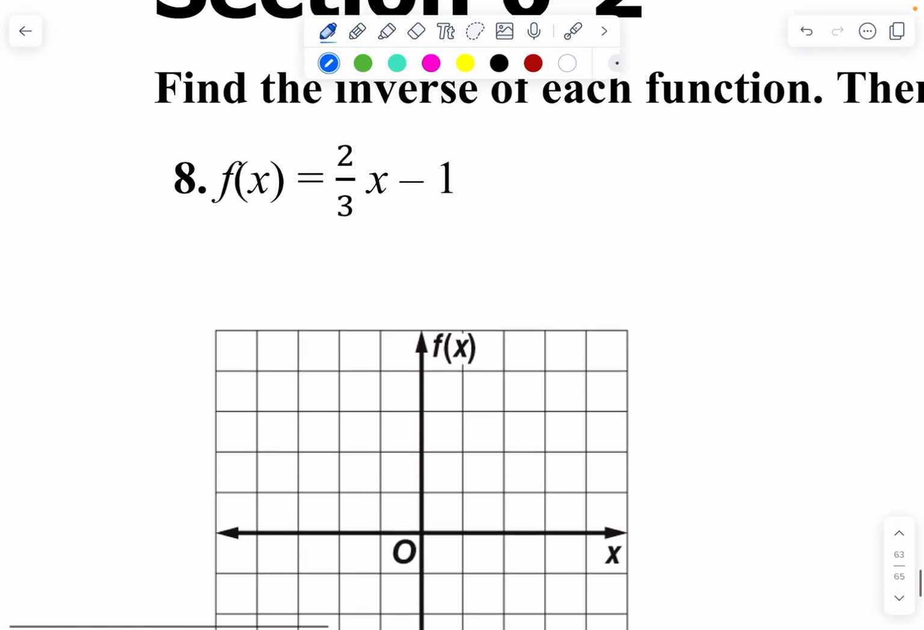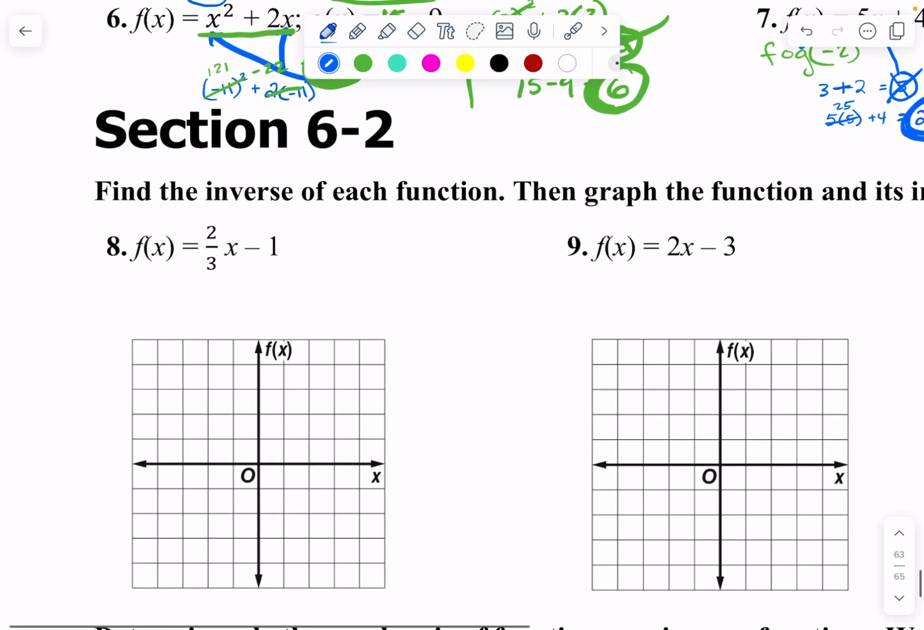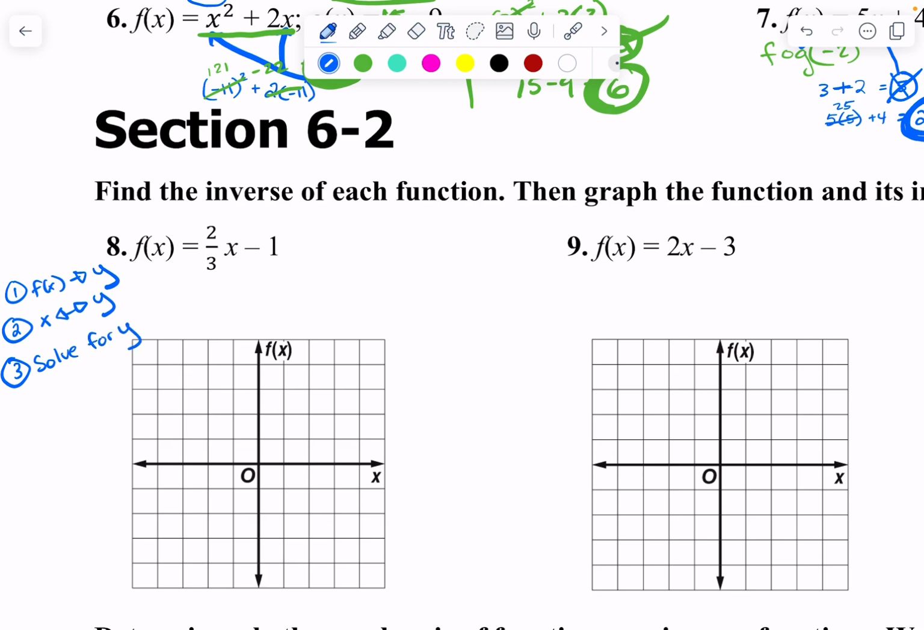So for 8, 9, and 10, there are 4 steps to finding the inverse. Number 1, you take the f of x and it changes to y. Number 2, the x and the y switch places with each other. And then the third step is solving for y. This is the hardest step or the longest step. And then number 4 is we take the y and we rename it f inverse of x, which kind of looks like f to the -1 power, okay?